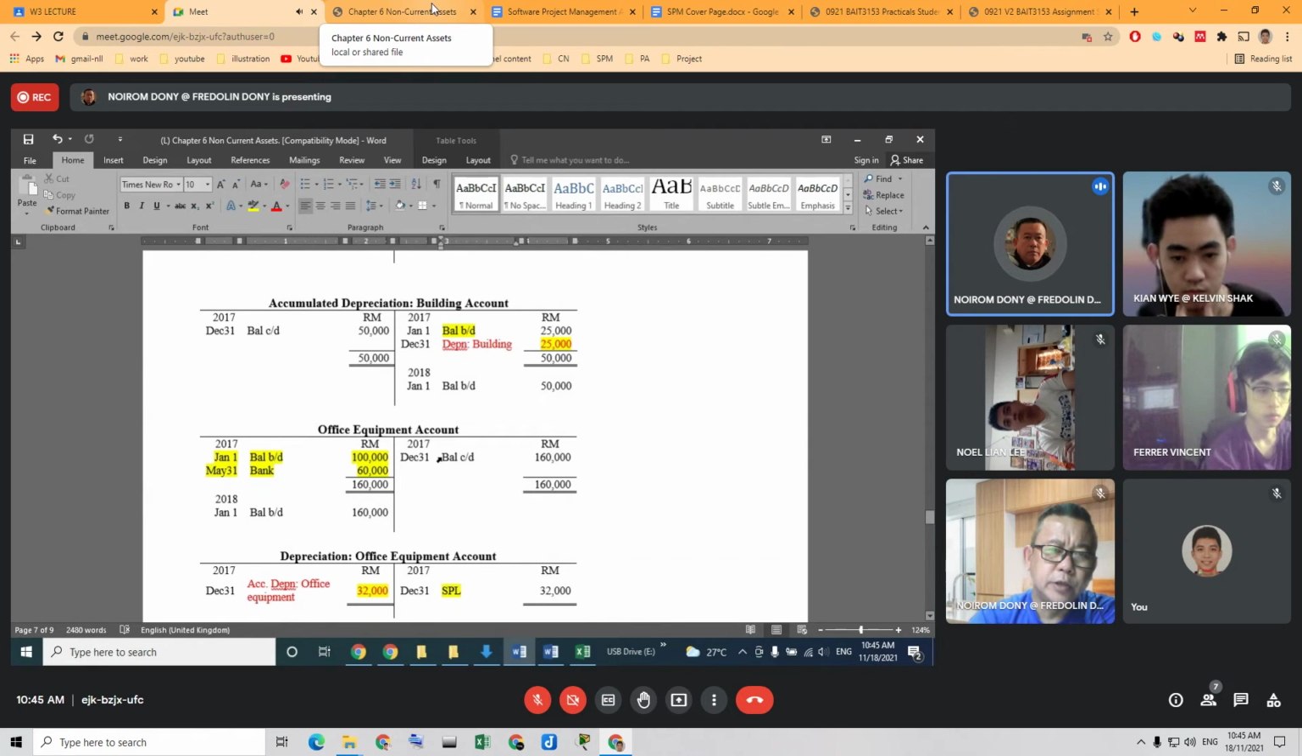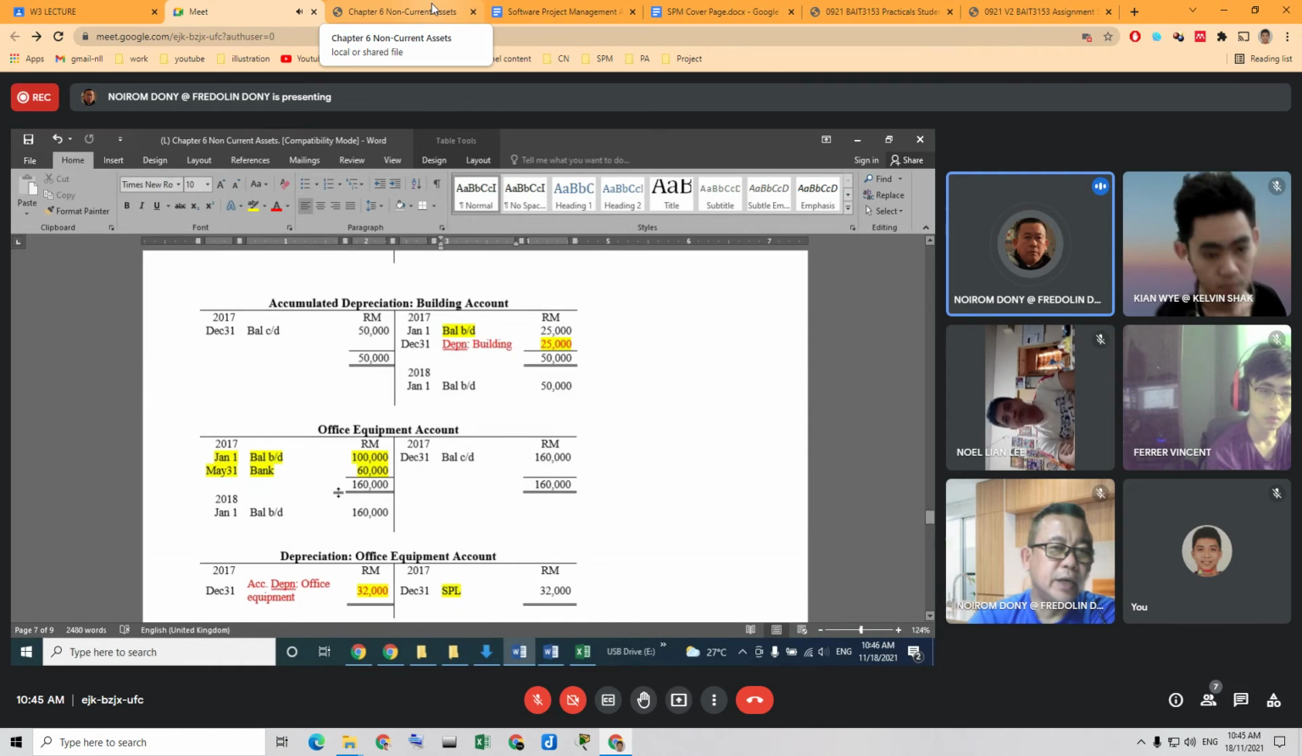So this is what we call a debit balance. Look at balance BD, the location is on the debit side. Because you see, the total debit is 160,000 and total credit is zero, isn't it? So that's why we call it debit balance, as debit is more than the credit by 160,000.